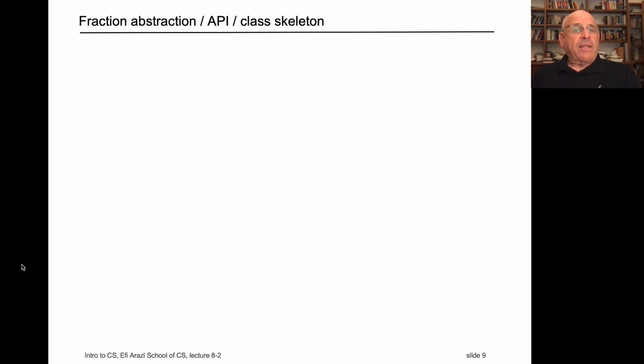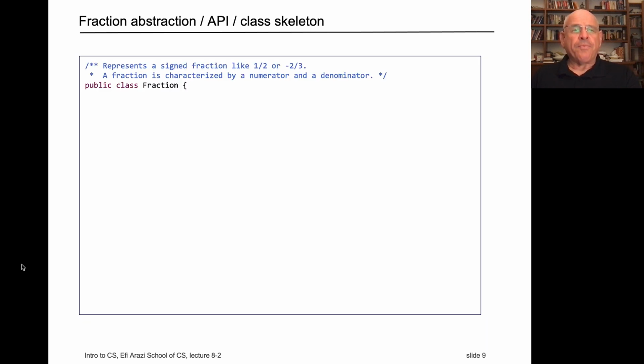Now, here is the abstraction, once again, or the API or the class skeleton, which are all the same thing in the case of fractions. Some things that I'm going to show you will look a little bit strange at first look, but they will become clear as we plow along. So here's the class fraction that represents signed fractions. They can have either a plus sign or a minus sign. And the API says that a fraction is characterized by a numerator and a denominator, מונה ומכנה.